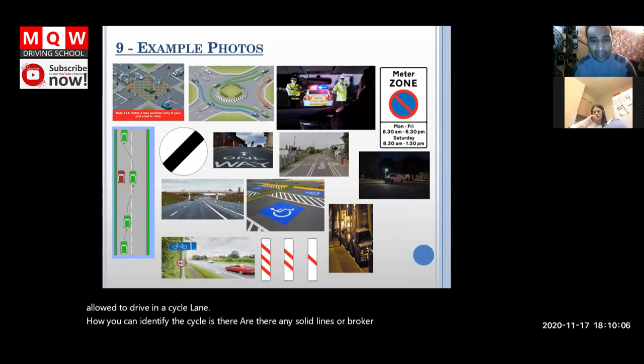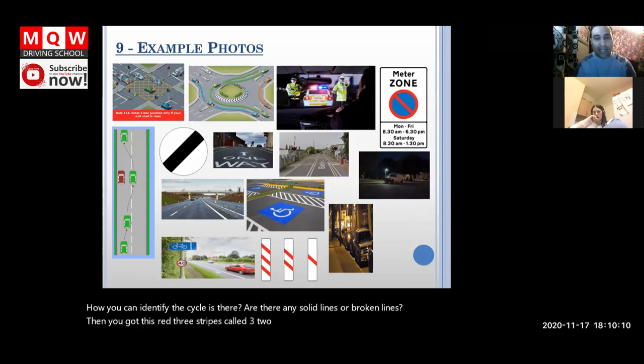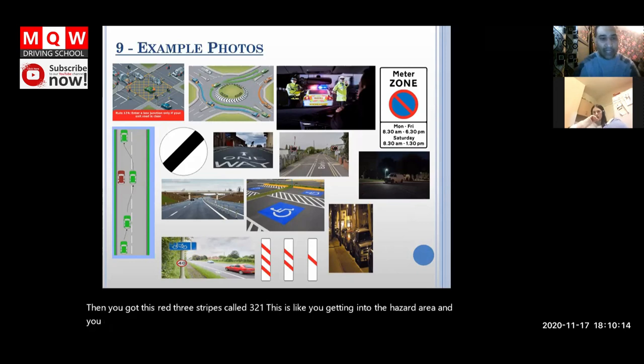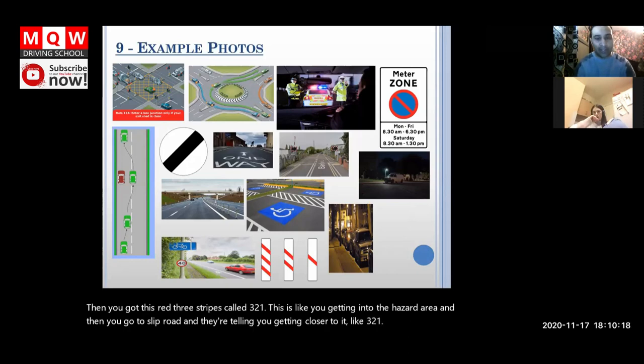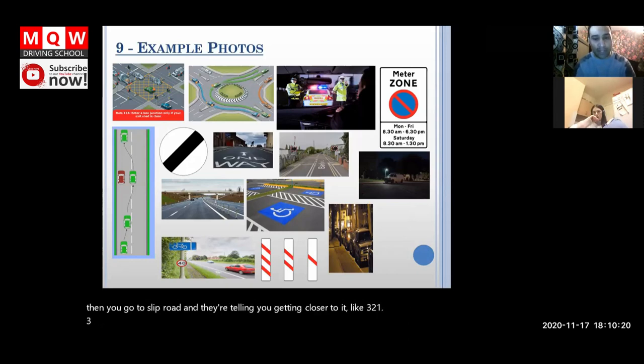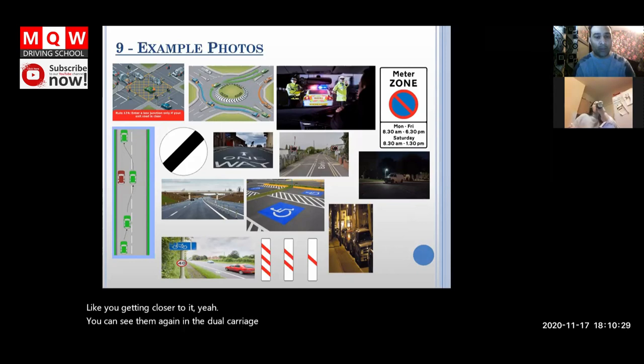Then you've got these red stripes called 3-2-1. This is when you're getting into a hazard area, like a slip road, and they're telling you you're getting closer to it: three stripes, two stripes, one stripe. You're getting closer to it. You can see them on a dual carriageway, on a motorway, and sometimes on a normal road as well.